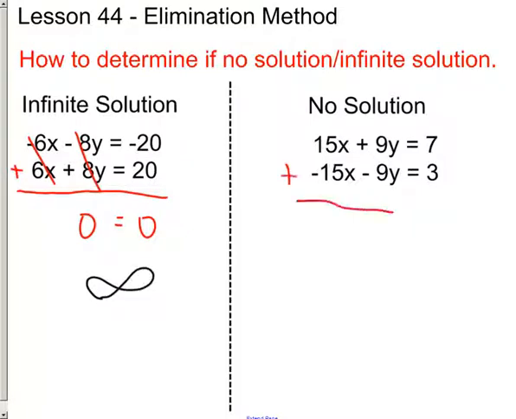Over here, when you go to set it up, you don't know what's going to happen yet, but you'll notice that your x's cancel and also your y's cancel. So you've got 0 left over on the left side. But this time, you get 7 plus 3 is 10. Well, this is a fake statement. This is an untrue statement. It's false. So you would say, sorry, there's no solution. So that's the elimination method.